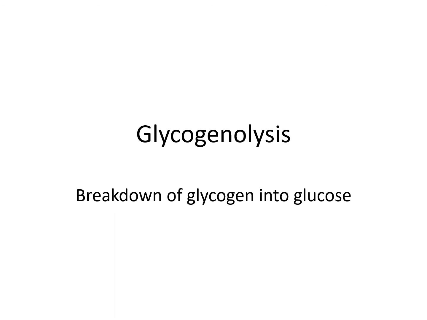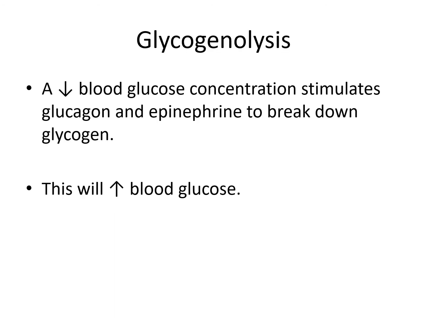Glycogenolysis is the opposite. It's the breakdown of glycogen into glucose. Sometimes we need to increase blood glucose levels, so glycogen will be broken down. A decrease in blood glucose concentration stimulates glucagon and epinephrine, if you remember from our endocrine lectures, to break down glycogen. And this will increase blood glucose levels.